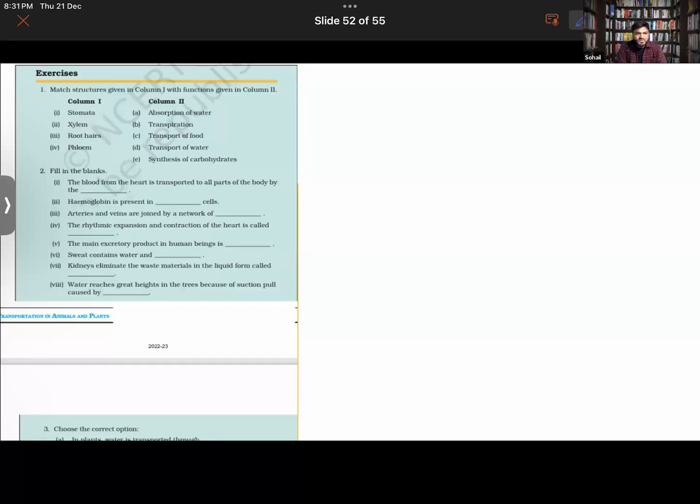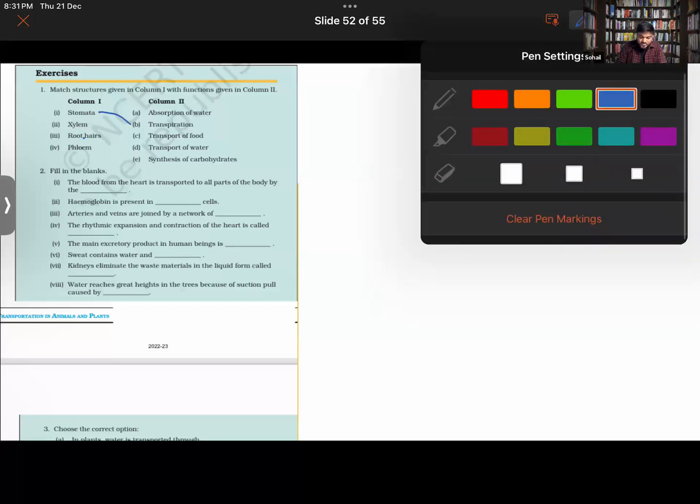So the first question is the match the following question. Stomata. What is the function of this stomata? Transpiration. That is transpiration. What about xylem?